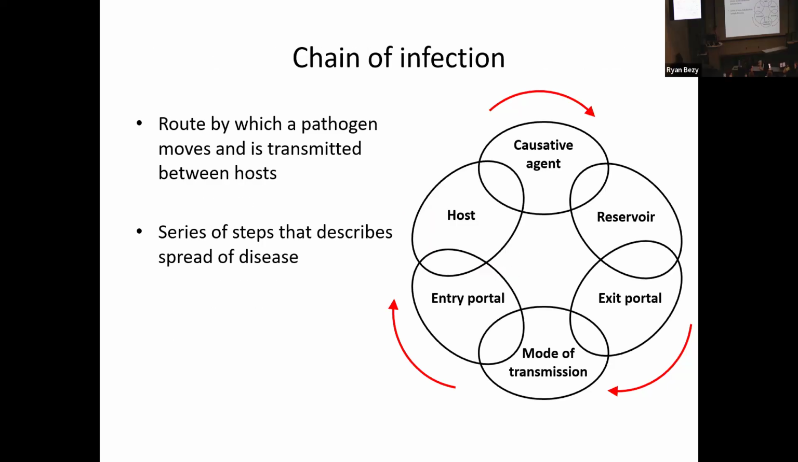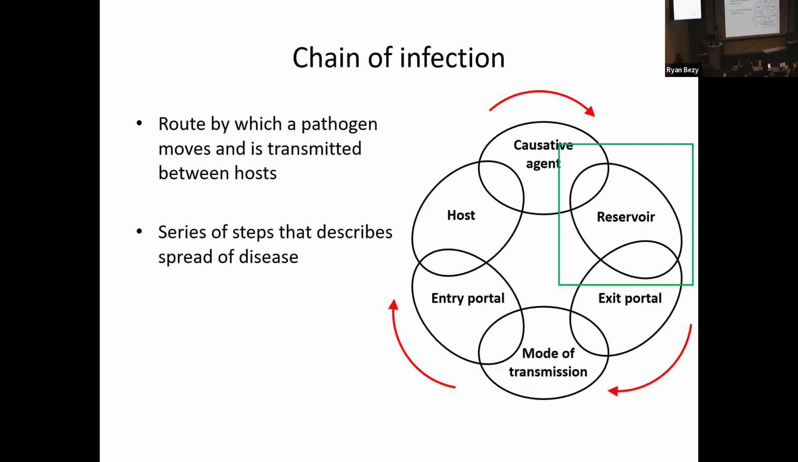When we talk about disease transmission, I'm also sometimes referring to it as the chain of infection. The chain of infection describes the route by which a pathogen moves and is transmitted from one host to another host to another host. So we're talking about communicable diseases here, where pathogens are transmitted between hosts. It's a series of steps that describes the spread of disease. We're going to start off by looking at this chain of transmission, or chain of infection. It is circular. So it spreads from one host to another host, and then to another host, and then to another host.